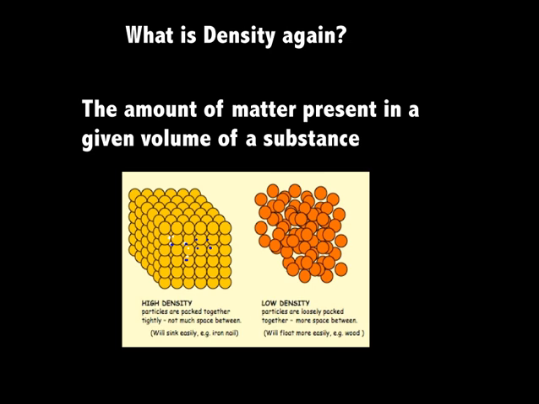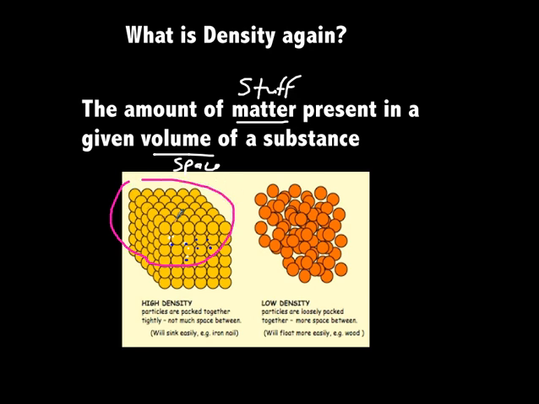So what is density again? Density is the amount of matter present in a given volume of substance. So basically, it is the stuff present in a given space. So how much stuff is in a certain space? Another way to say it is how tightly packed your particles are. The tighter your particles are packed, the more dense the object is.